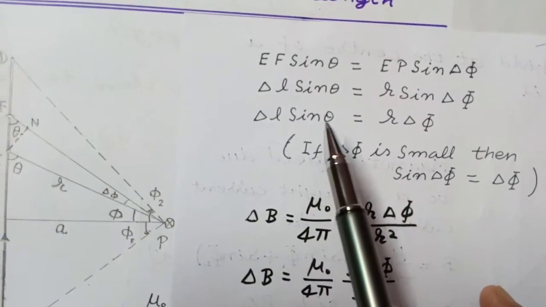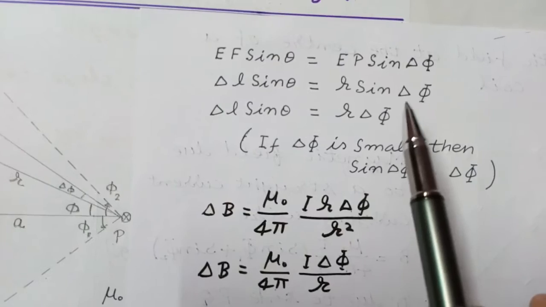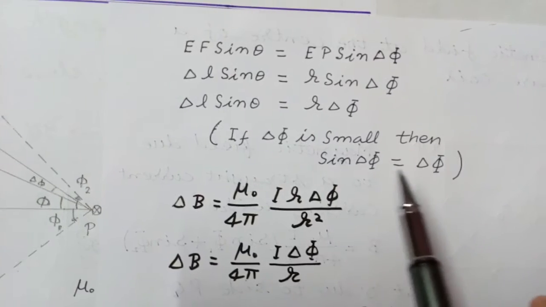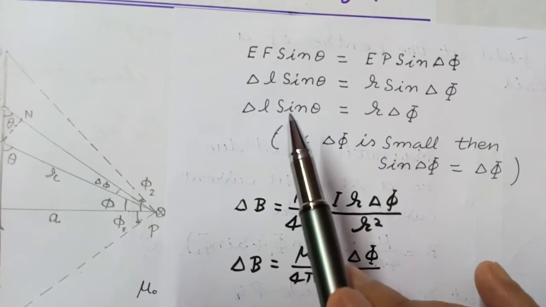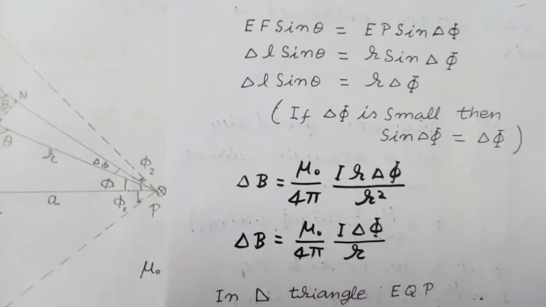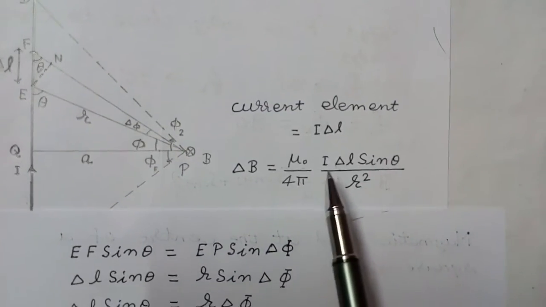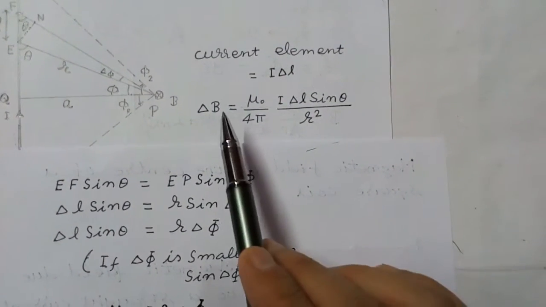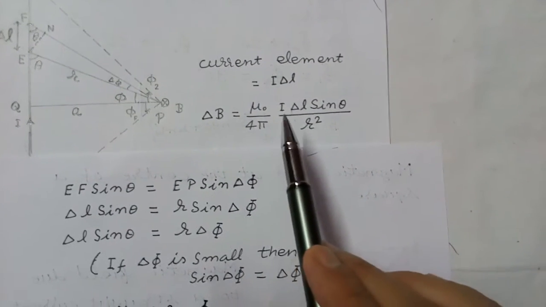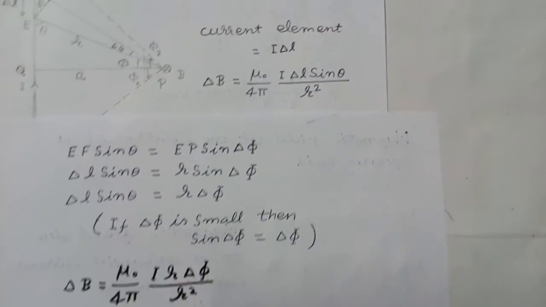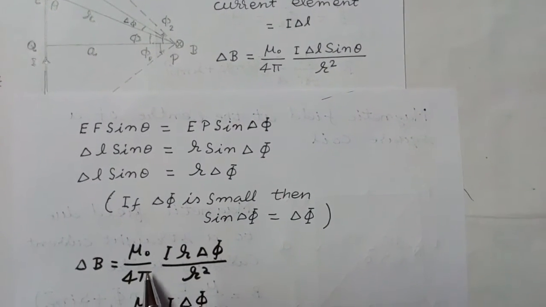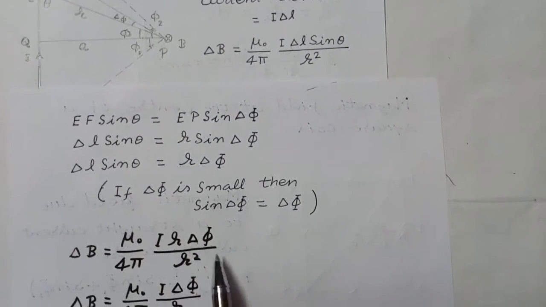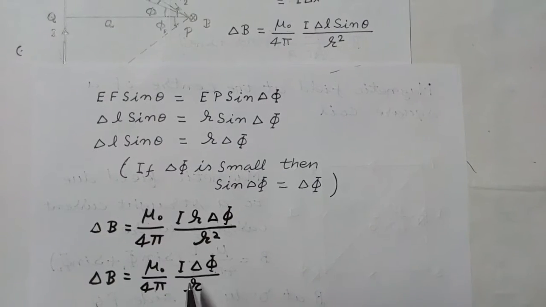So delta L sin theta is equal to r delta phi, because if delta phi is small, then we may write sin delta phi as delta phi. So for delta L sin theta, we may write r delta phi. In the formula delta B is equal to mu naught upon 4 pi, I delta L sin theta upon r square, this becomes delta B is equal to mu naught upon 4 pi, I into r delta phi upon r square. From this, one r cancels, so delta B is equal to mu naught upon 4 pi, I delta phi upon r.